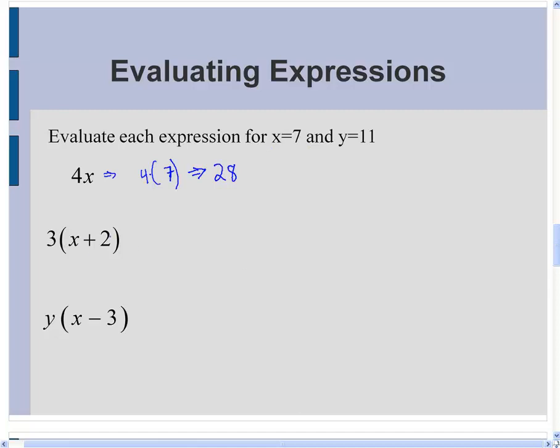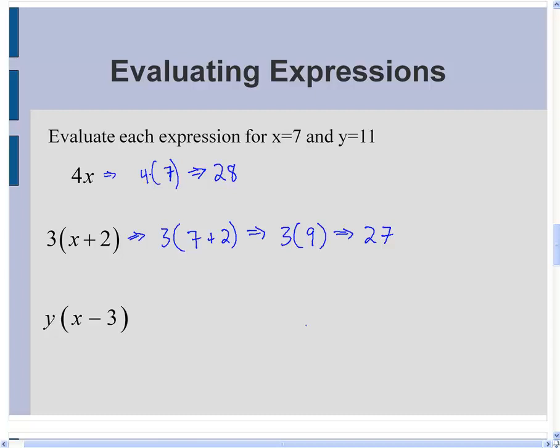3 by x plus 2 we would write as 3 by 7 plus 2. Remembering parentheses indicate some order that we need to follow, so we would simplify within. 7 plus 2 is 9, and then 3 by 9 is 27.